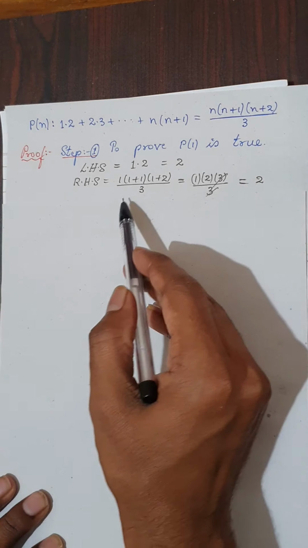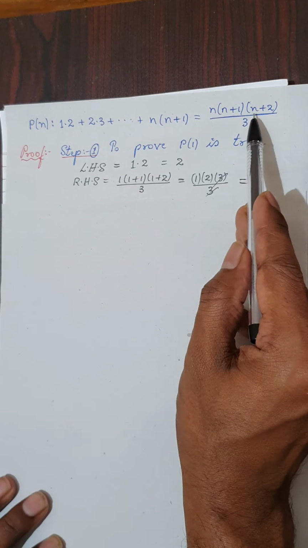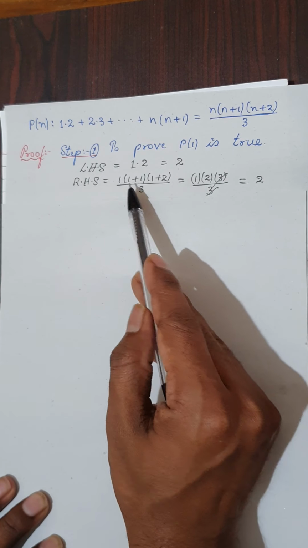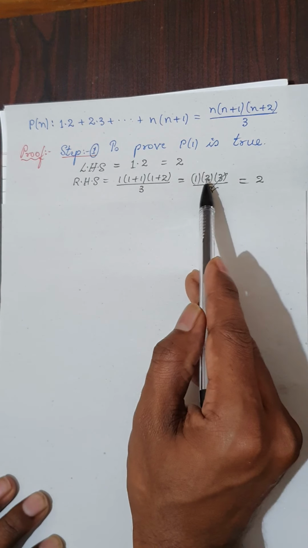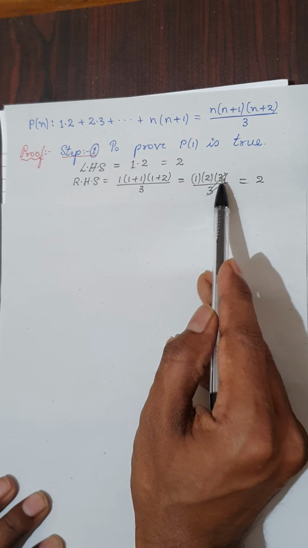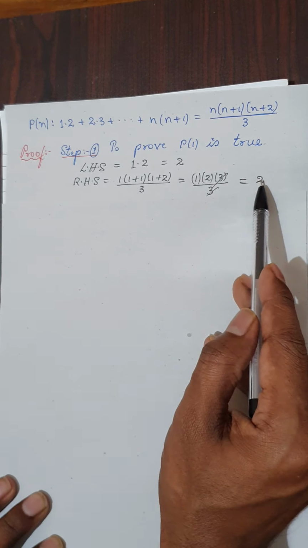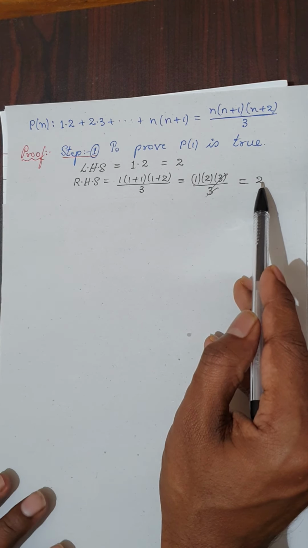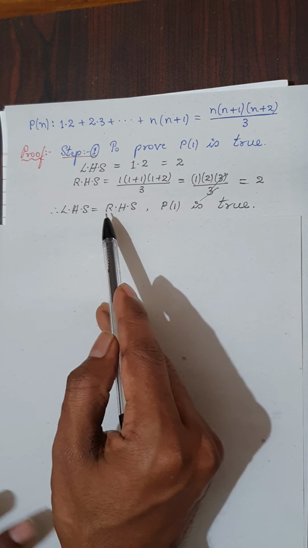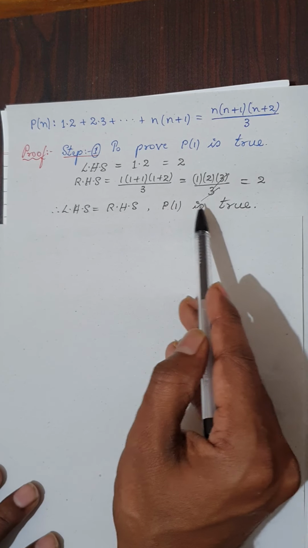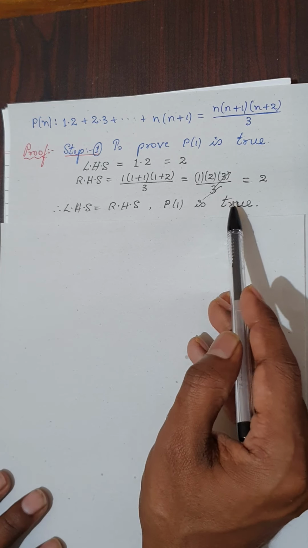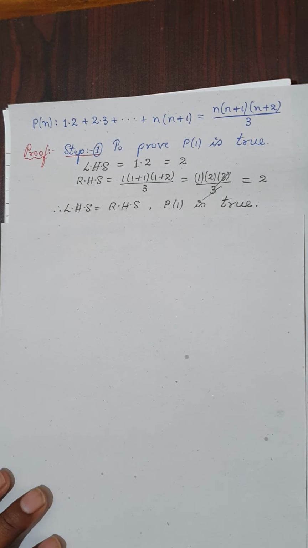Now look at the RHS. So it is 1 into 1 plus 1 into 1 plus 2 divided by 3. So 1 plus 1 will give you 2, 1 plus 2 will give me 3. Now 3 and 3 get cancelled. You will get 1 into 2, which is 2. You can easily see here LHS is equal to RHS. Therefore your P of 1 is true, isn't it? So your first step is clear.